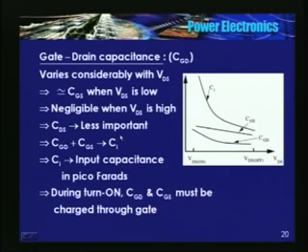Now the sum of the capacitances between gate to drain and gate to source is known as the input capacitance. See the variation here. It is the sum of these two. And it is generally in picofarads. And this input capacitance plays a very important role while turning on and turning off the MOSFET. During turn on, you need to charge these two capacitors, gate to drain and gate to source. The rate at which you charge these capacitors determines the turn on time of the MOSFET.